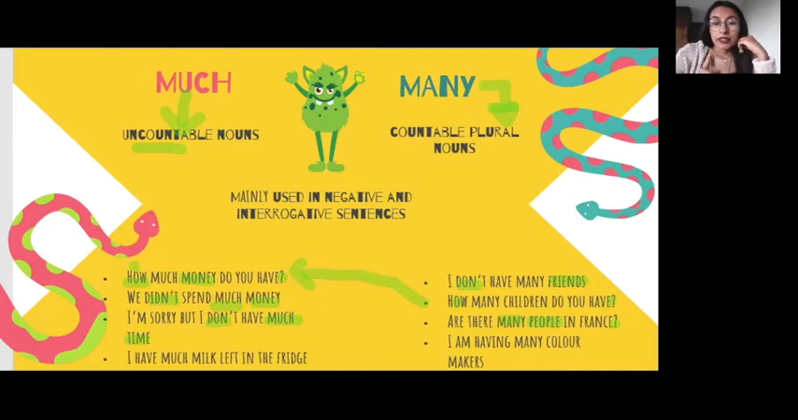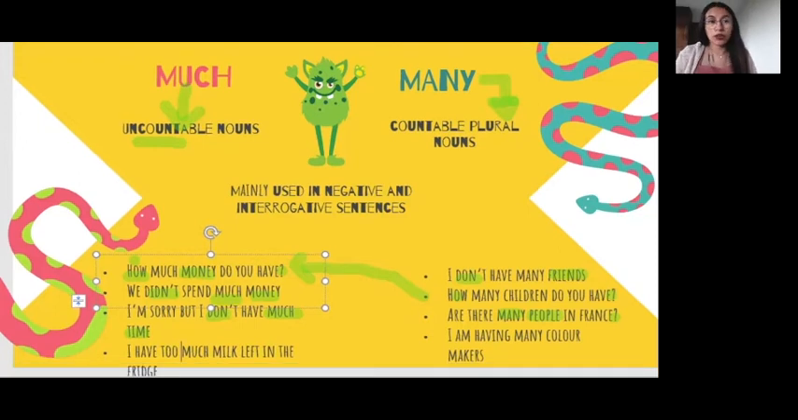Para poder incorporar este much, many y que nos quede mejor la oración, lo que podemos hacer es agregarle esta partícula que es too much. I have too much milk in the fridge. Pero entonces ahí ya cambia un poco el significado y estaría diciendo tengo demasiada leche en el refrigerador. Ya estoy exagerando, ya no es solo mucha, sino demasiada leche en el refrigerador. And the same thing, acá estoy diciendo I am having many color markers. Tengo muchos marcadores de colores.